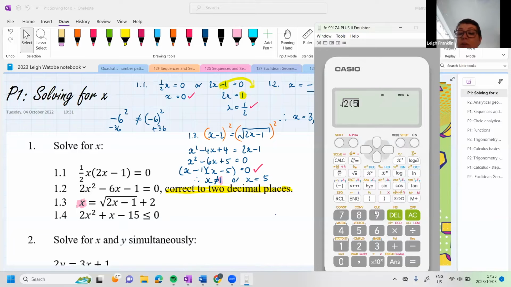So let's just check. So we've got 2 times 5 minus 1. And now we're going to come out of our root and we're going to add 2. And if we get an answer of 5, it is valid. There we go. Okay, so 1 is invalid and 5 is valid.